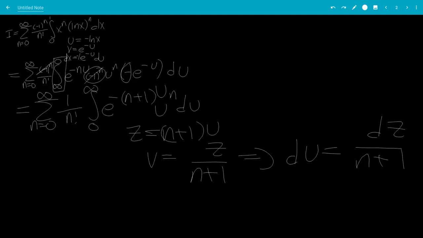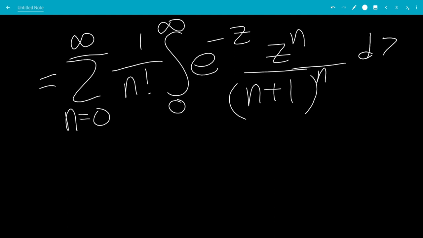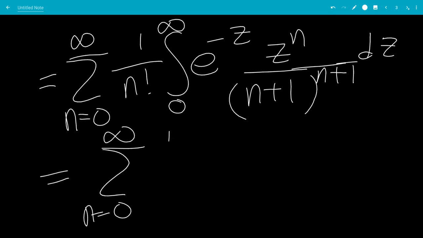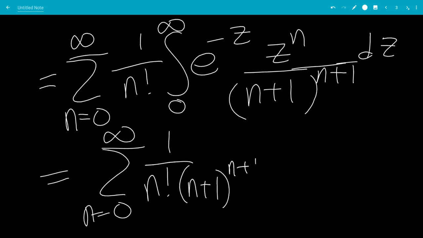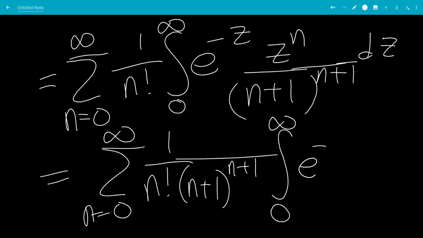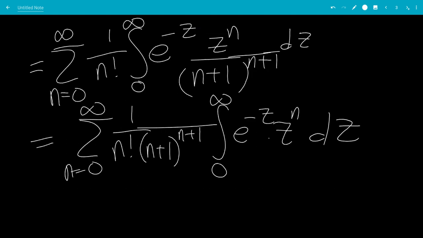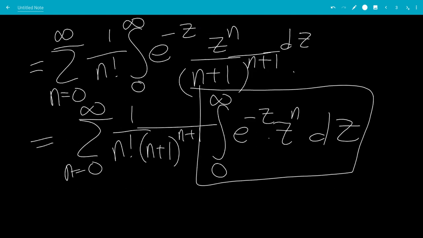And then du is dz over n plus 1 again, so we're going to combine it with this one. So now we can factor that out. So this will be the sum from n goes from 0 to infinity, 1 over n factorial times n plus 1 to the n plus 1. It's the integral from 0 to infinity, e to the negative z times z to the n dz. But this is just n factorial, definition-wise.